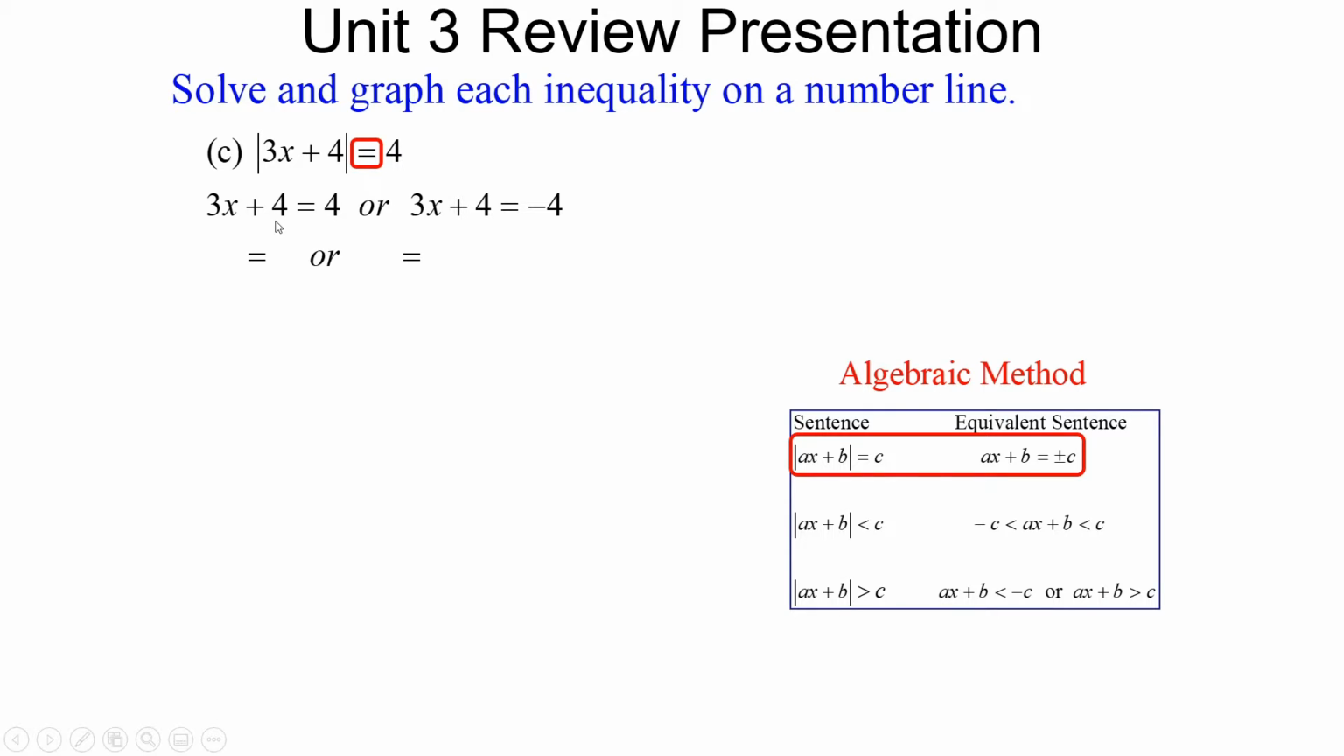Now, let's solve each of these. So, let's subtract 4 from both sides. So 3x equals 0. Or over here, 3x will equal -4 minus 4, -8. Then let's divide both sides by 3. So 3x divided by 3 is x, and 0 divided by 3 is 0. X equals 0. Or let's divide both sides by 3 over here and get x equals -8/3. And then I could graph both of those.